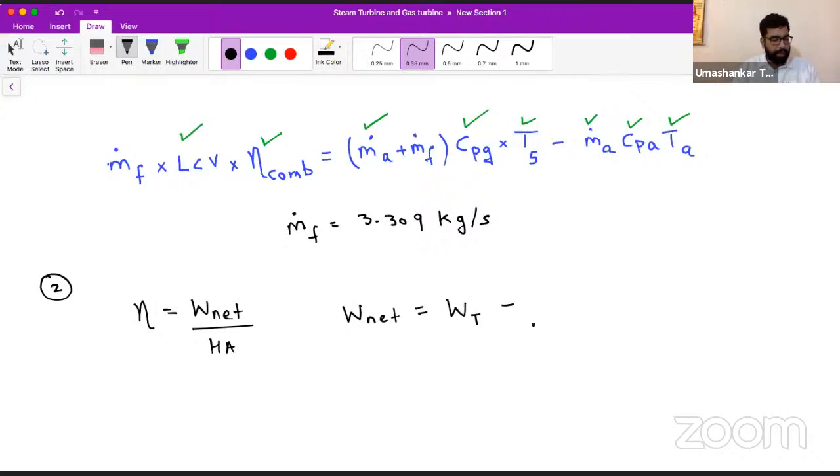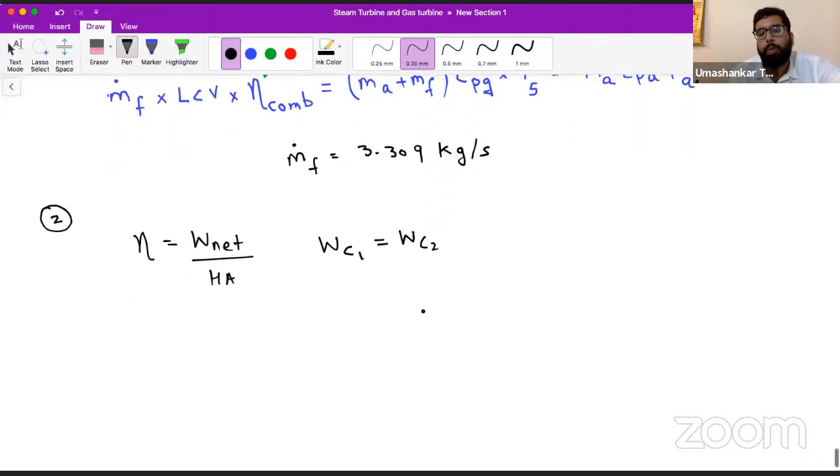Minus, or let's just do it like this. Now see. Firstly, let's try to separately find the compressor work. We have compressor 1, we have compressor 2. Since it is a perfect intercooling, we can say WC1 is equal to WC2. So net compressor work will be 2 times WC1.